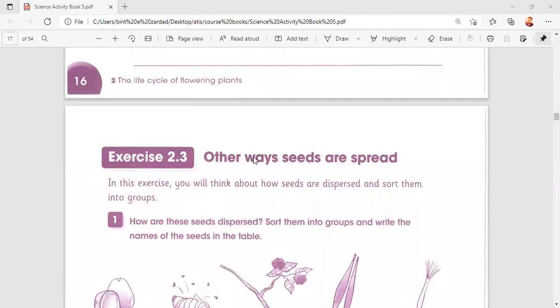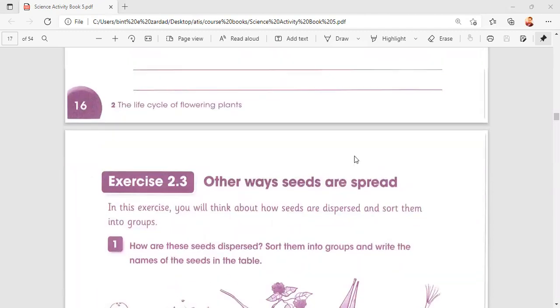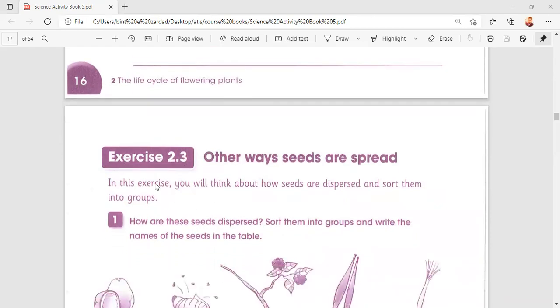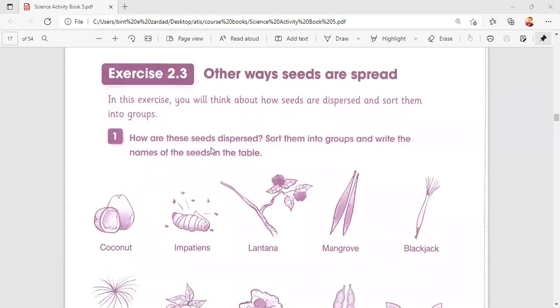Lesson 2.3: Other ways seeds are spread. Seeds can be spread or dispersed by water, by air, by human clothes, by animal bodies. So, other ways seeds are spread. In this exercise, you will think about how seeds are dispersed and sort them into groups. How are these seeds dispersed?